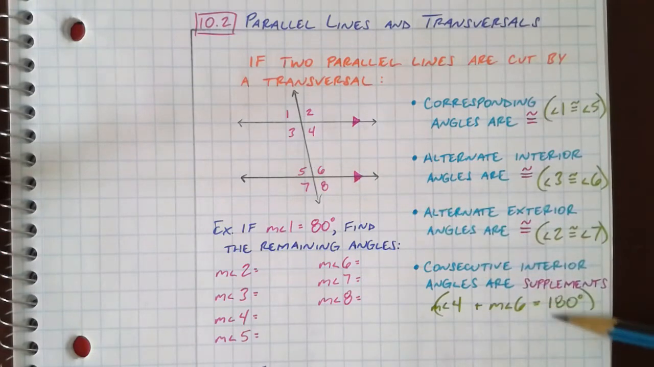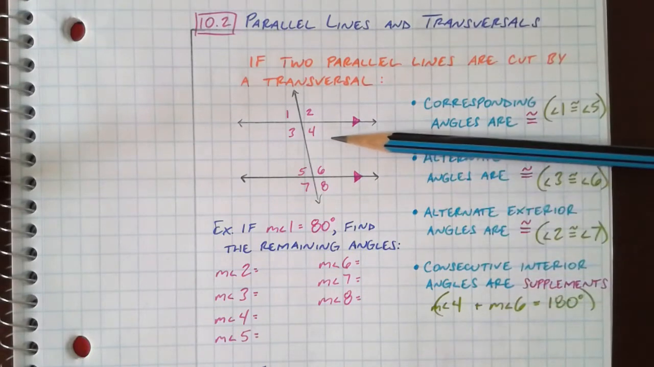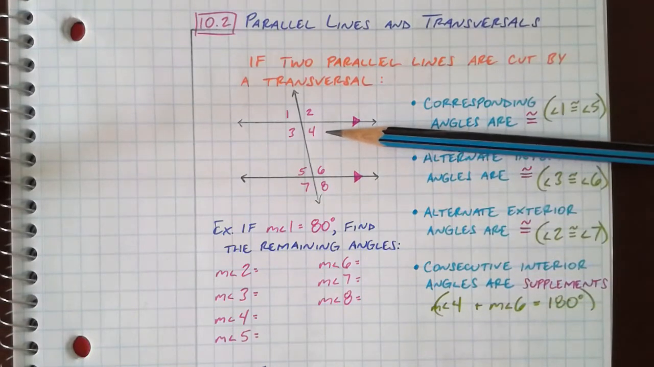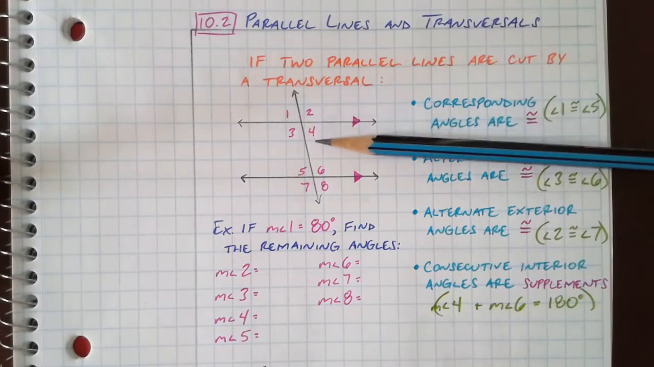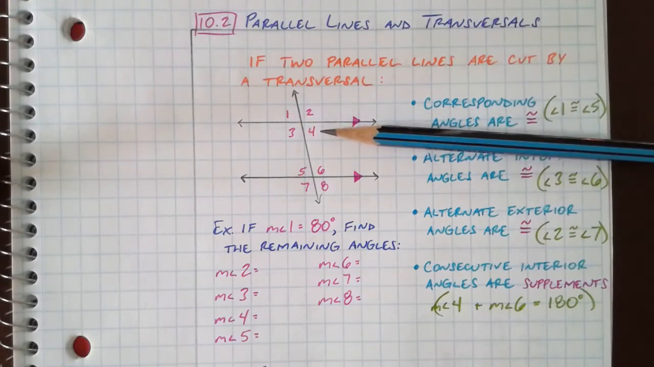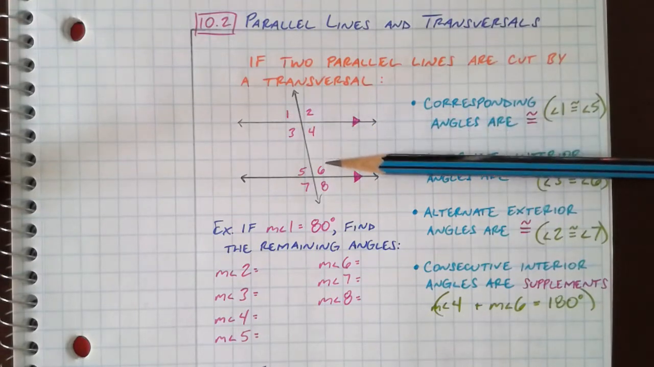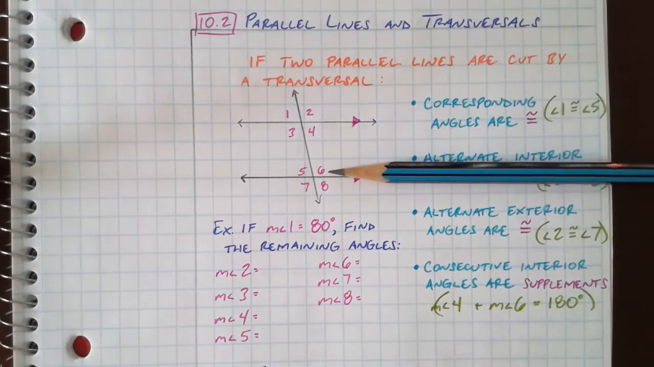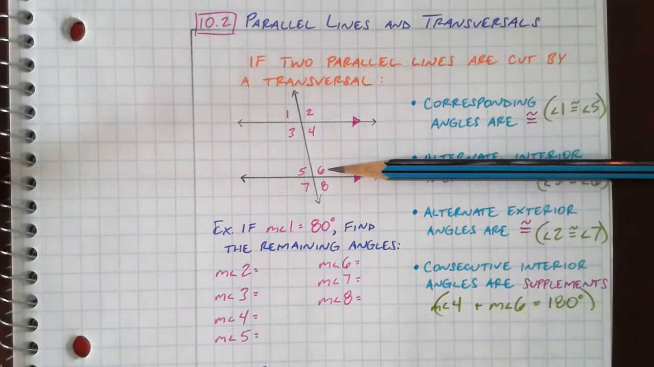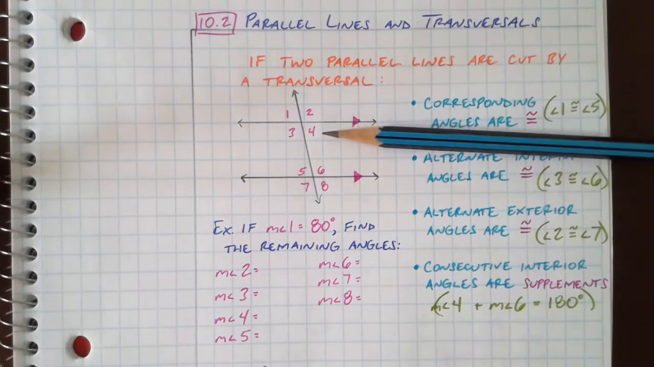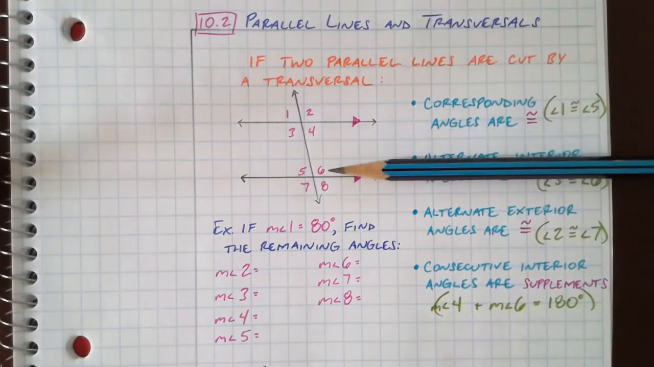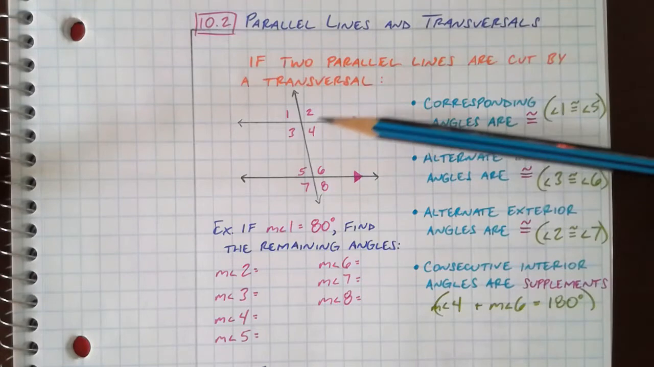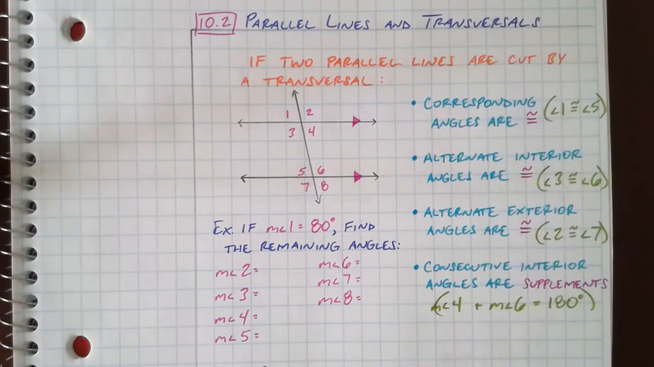And just to use our last one here, consecutive interior, if I know that angle 4 measures 80 degrees, again because of vertical angles, that means that the consecutive interior or same side inside angle has to add to make 180. And so if that's 80, I can subtract it from 180 to find that that's 100. And we can use that information again to find any of those angles.